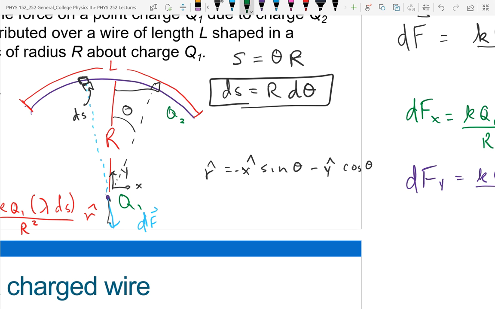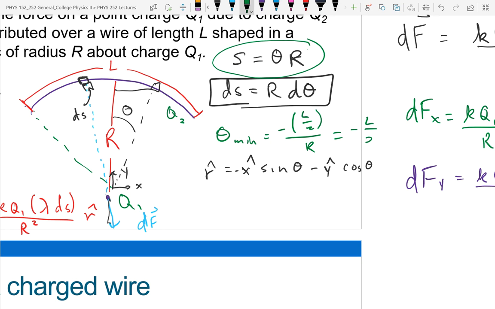I'm going to go from an angle over here where the arc length is L over 2. So I'll have theta minimum equals minus the arc length of L over 2 divided by the radius. Right, that's using this equation: solve it for theta, theta is S over R. So the arc length on the left side of center is L over 2. It's minus because of the direction. So that's equal to minus L over 2R.